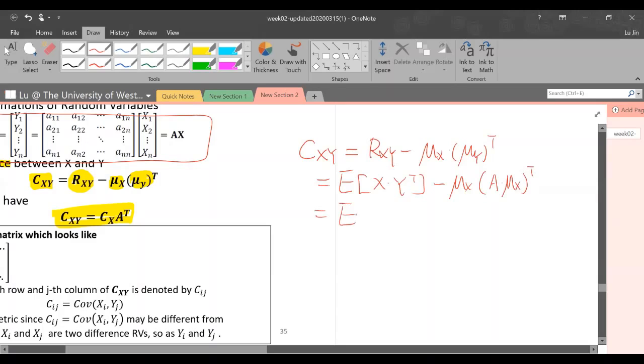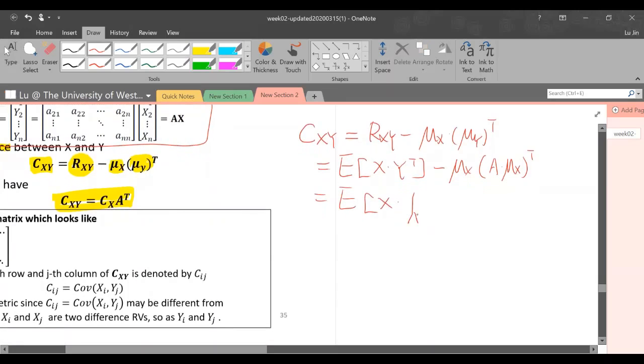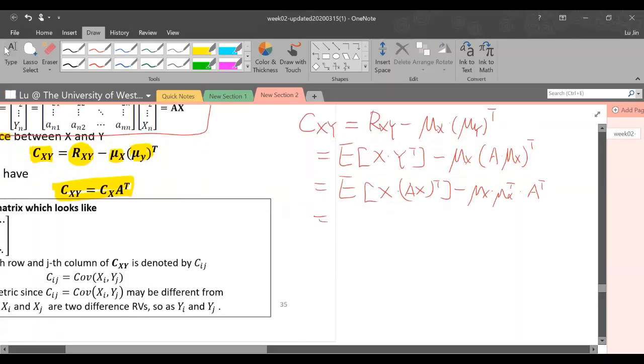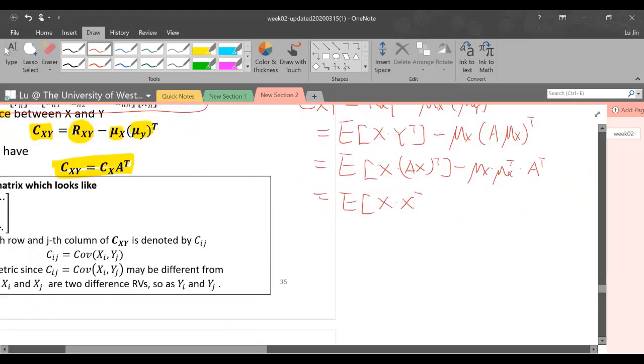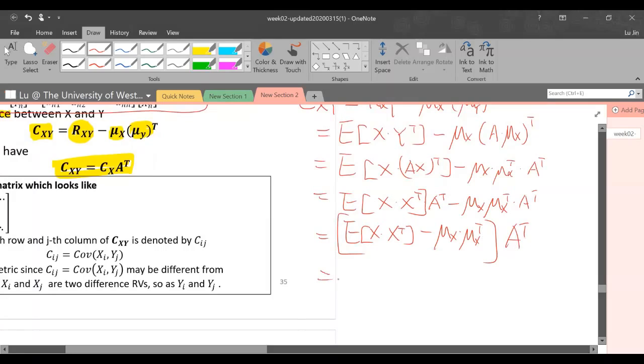That equals the expectation of X by Y, where Y equals A by X, so X by X transpose by A transpose, minus mu X by mu X transpose by A transpose. Equal to the expectation of X X transpose by A transpose. Now I put the A transpose out of the expectation. We have known that, right? Minus mu X mu X transpose A transpose. And then let's abstract the A transpose out of the two terms. You get the expectation of X X transpose minus mu X by mu X transpose, by A transpose, which gives you this term, Cx by A transpose.